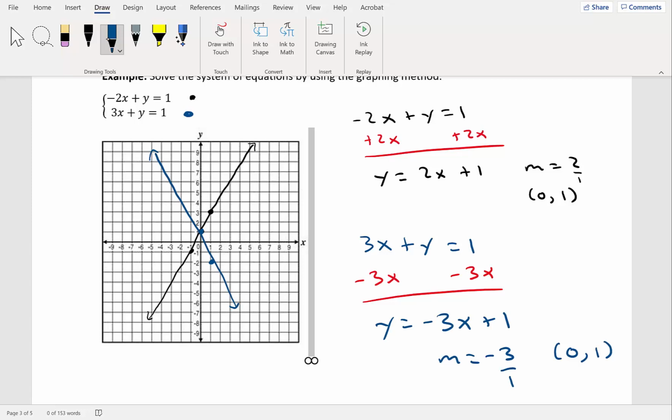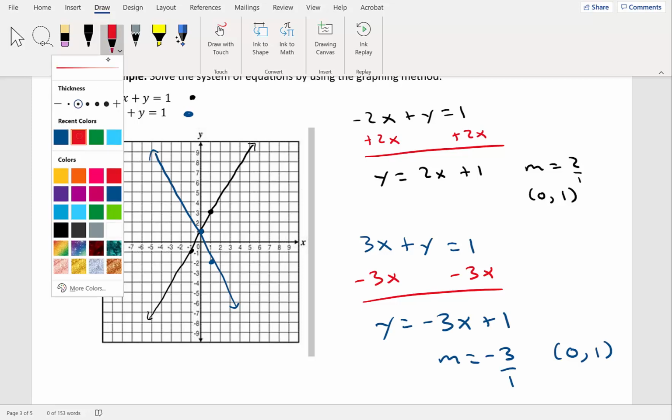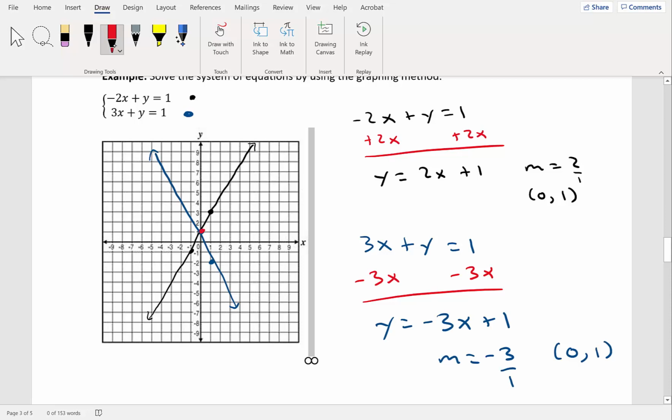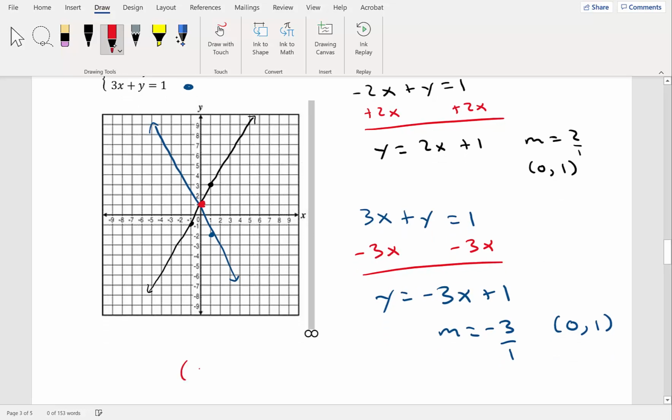So we have our 2 graphs. Now the point where they intersect, which is right over here, is the solution to our system. So just read off what that point is, which is (0, 1). So now we have the solution to the system.